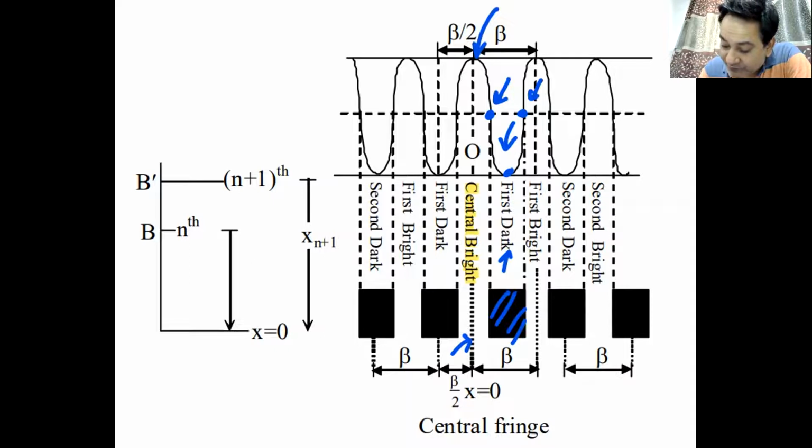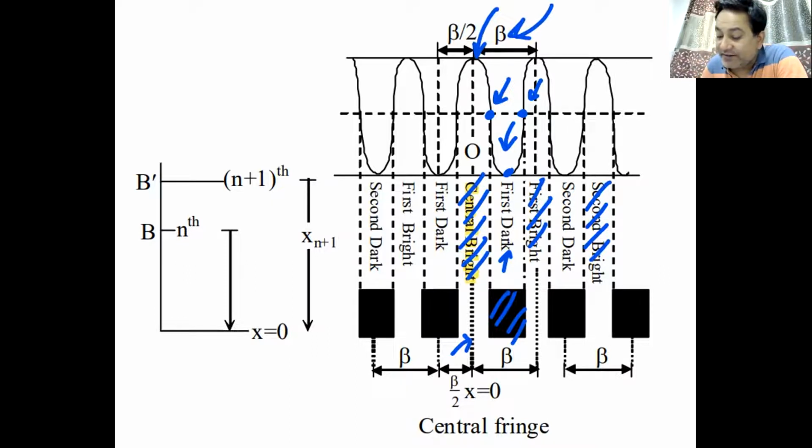Similarly, this will be the width of the first bright fringe. As you can see, all these widths are the same, and this width is known as beta. This beta is known as the fringe width. It is measured from the first dark to the second dark, or from the first bright to the second bright. Do we understand this?